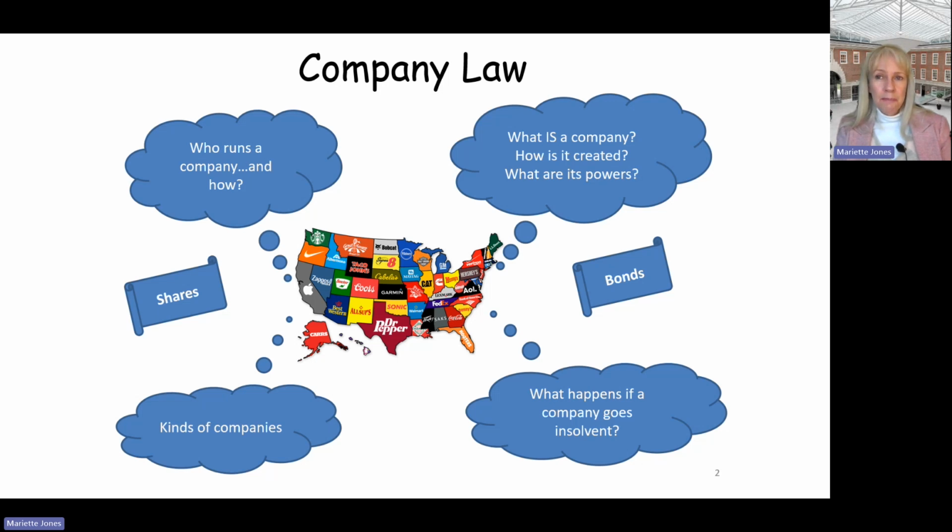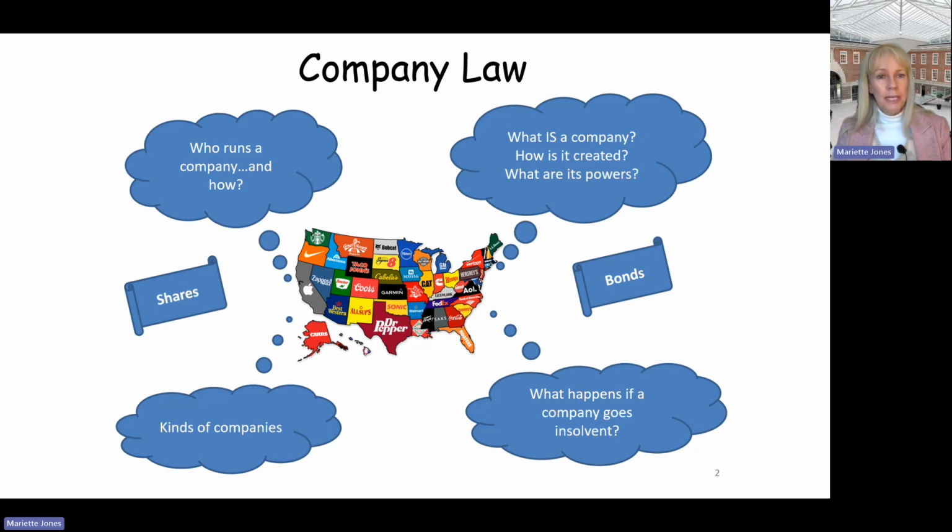Many of us would know what a company is, but not what it is. So we are looking at what exactly the law regards a company to be. How is it created? What can it do? What can't it do? And then we look at who runs the company. Are there any regulations about who gets to run the company and how they get to run the company? So we're going to look at directors and what the law says about directors.